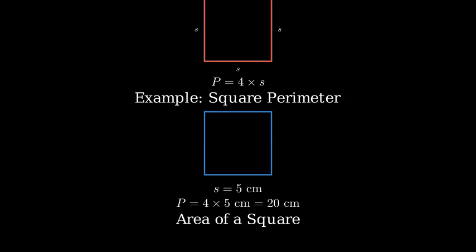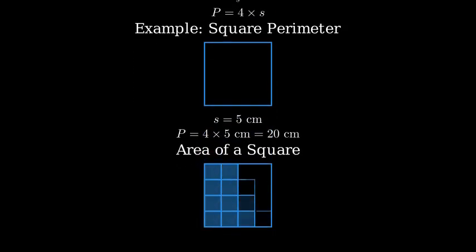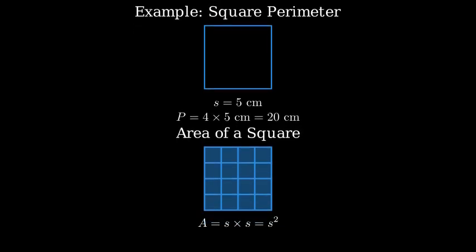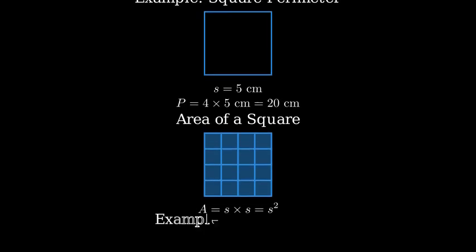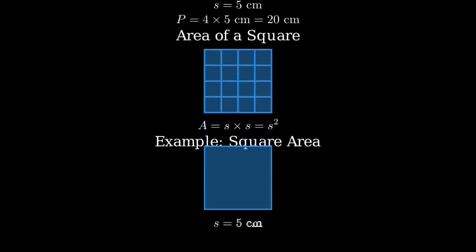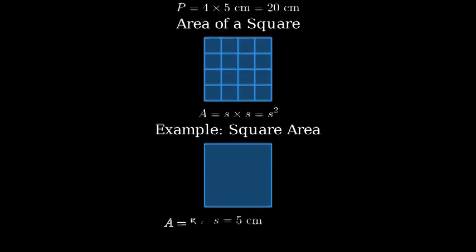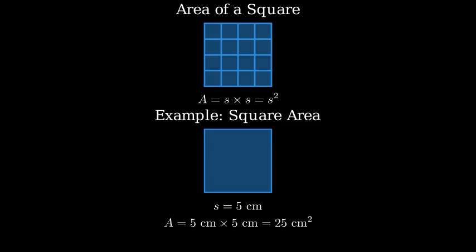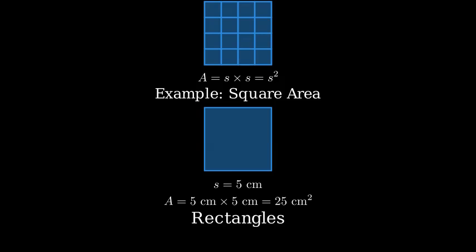Now, let's look at the area of a square. The area is the amount of space enclosed within the boundary of the shape. For a square, we calculate the area by multiplying the side length by itself, or squaring the side length. So, the formula for the area of a square is A equals S squared, where S is the side length. Let's use the same example. For a square with a side length of 5 centimeters, the area would be 5 centimeters squared, which equals 25 square centimeters.